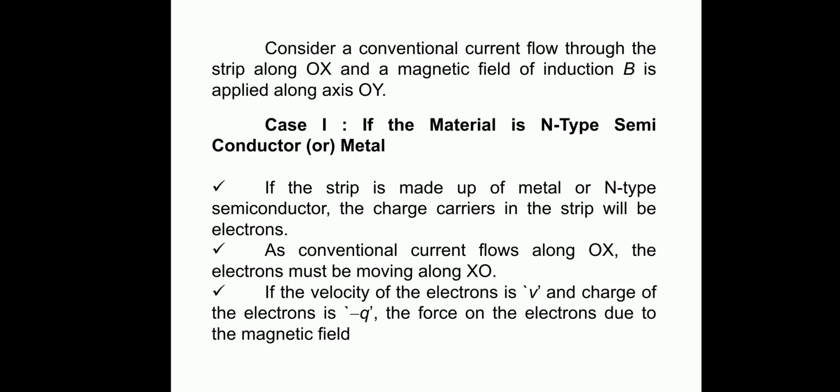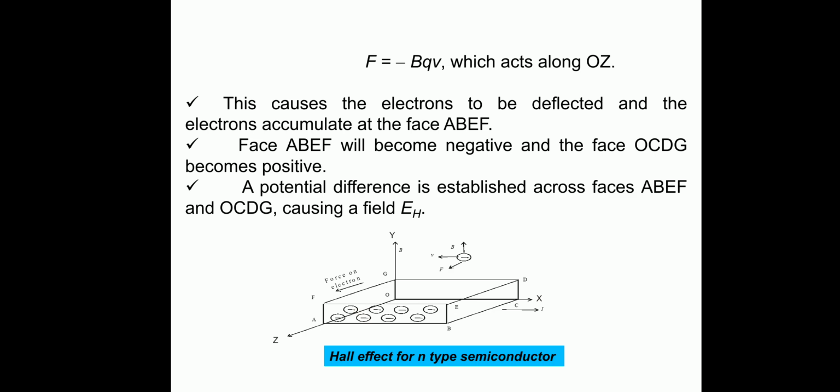If the velocity of the electron is v and the charge of the electron is minus q, the force on the electron due to the magnetic field can be represented as F equals minus B q v, and this force will act along the OZ direction. So when a current carrying conductor is placed in a magnetic field, and the material is n-type, the electrons get a force due to the magnetic field, minus B q v, and that force acts along the z direction. Due to this force the electrons will be deflected and will accumulate at the side of AB, the face ABEF.